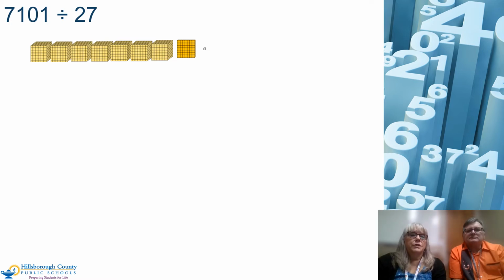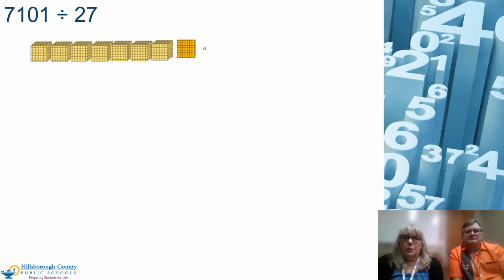We're going to look first at using base 10 blocks to divide. So I'm going to start with my 7,000s, my 100, and my 1s. I'm going to put them into how many groups, Daryl? 27 groups. That's my divisor. Yes, so I have to make 27 groups out of these blocks.